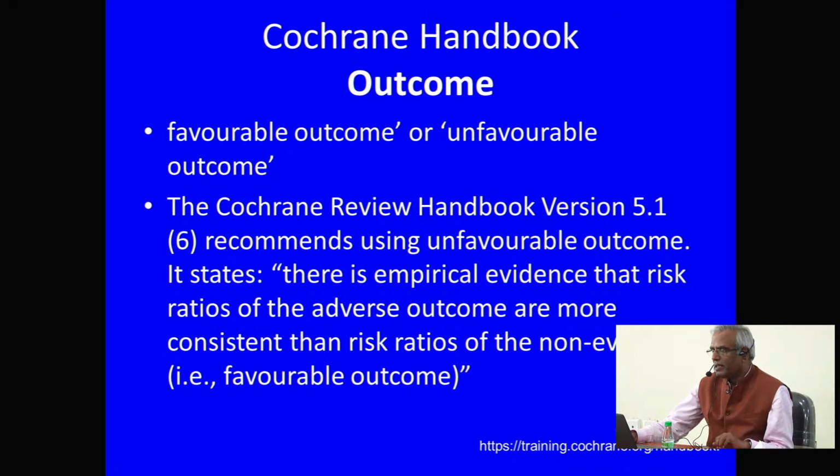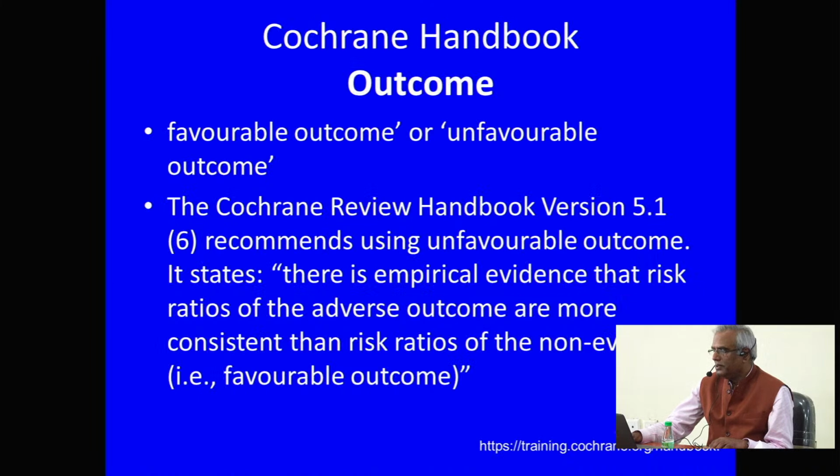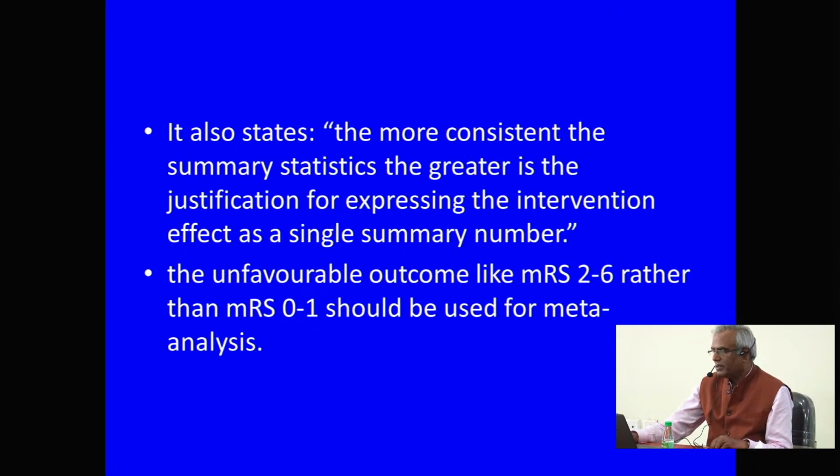This is why the Cochrane handbook also says that the first thing is that you use unfavorable outcome. It recommends using unfavorable outcome, like here, this is about people who had unfavorable outcome. If you make it favorable outcome, then it will become much more. Odds ratio will exaggerate much more, right? So use unfavorable outcome because that also tends to give more homogeneous results, and use risk ratio rather than odds ratio.